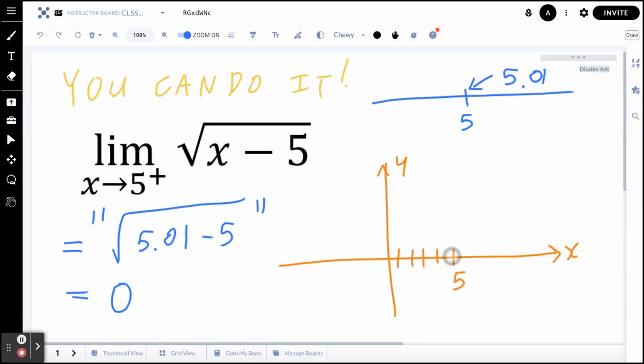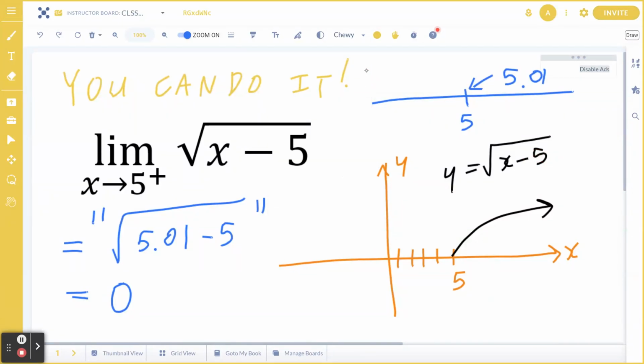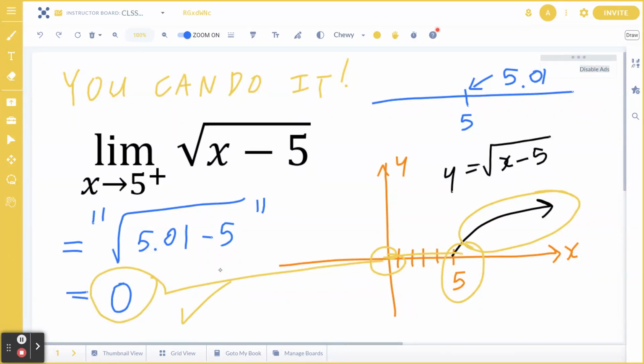So again, if I go back and graph this, let's use a different color. Let's say I'm graphing y equals the square root of x minus 5. If I use a different color and I'm trying to find the right limit, I'm tracing this graph and finding the value x equals 5, and I want to find the corresponding y value, which is going to be 0. Now, the deep dive part of this video is why are we picking 5.01 and not 5?